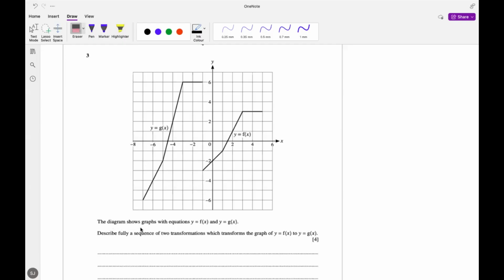In question 3, we have a diagram that shows graphs with equations y equals f of x and y equals g of x. We have to describe fully a sequence of two transformations that will transform f of x to g of x.